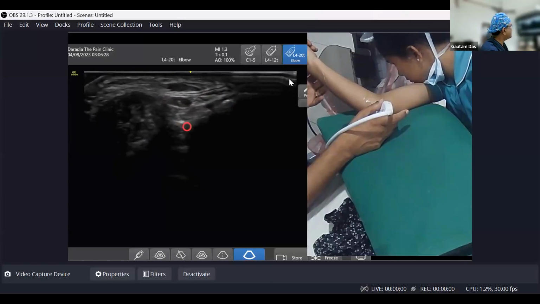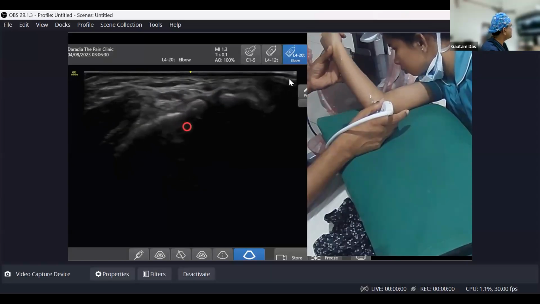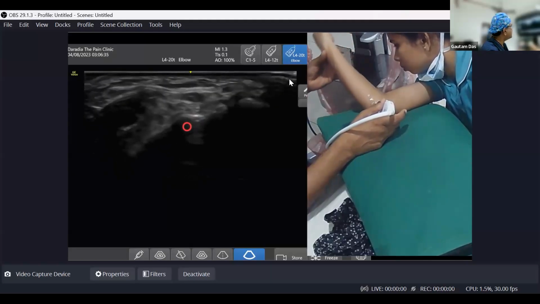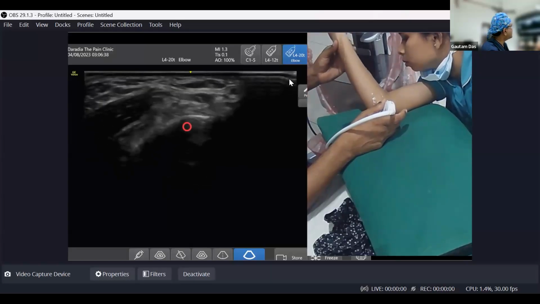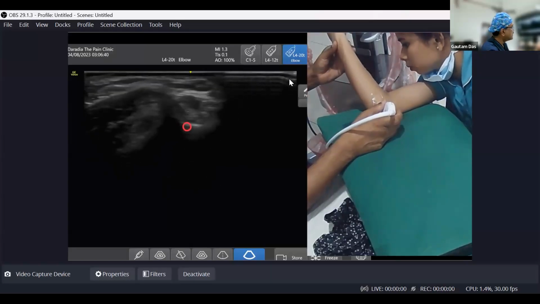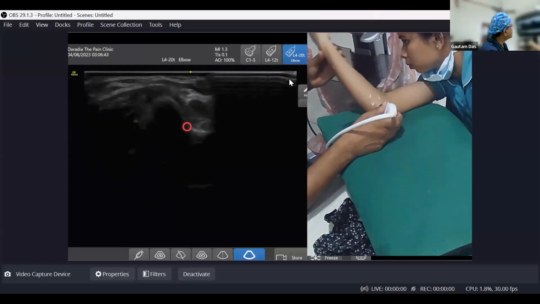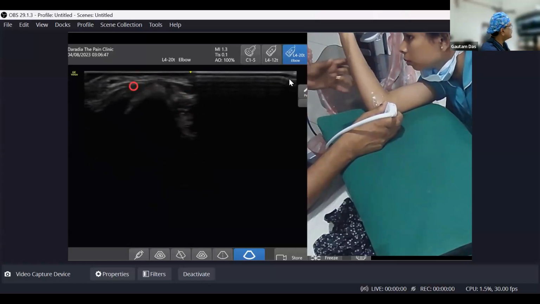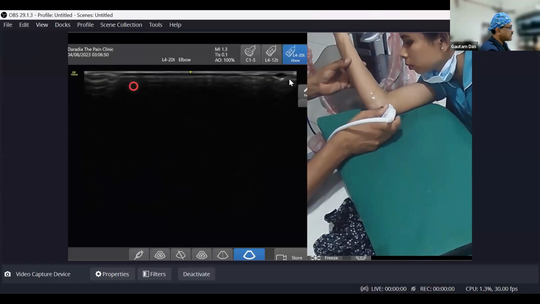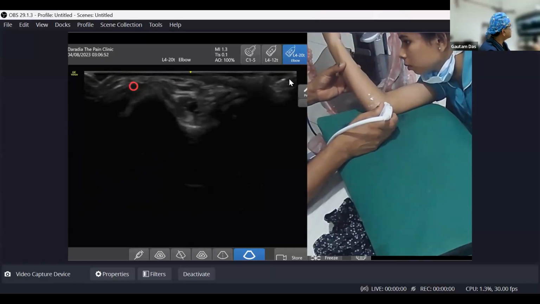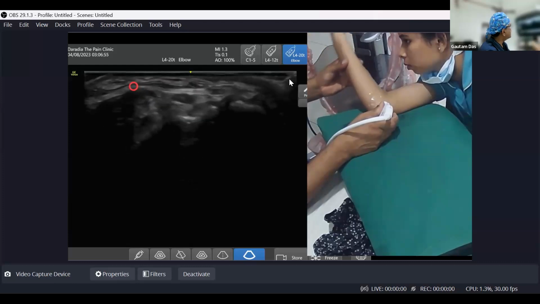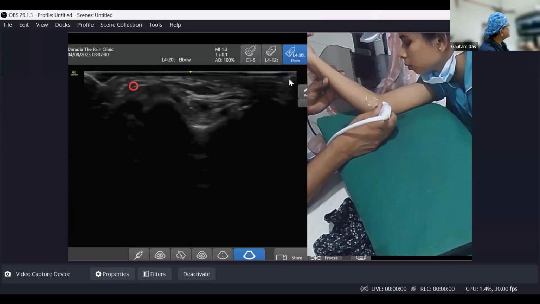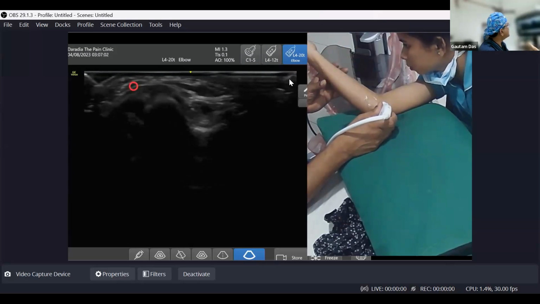So now we should examine this in a dynamic position, which means it should be flexing. I'm keeping it here, flexing and extending. And the ulnar nerve should always be there in the cubital tunnel. It should not be dislocating. If in this position the nerve is coming out, then that means either subluxation or dislocation. So in that position, you can do the flexion extension, and you can see whether it is subluxating or dislocating or not. So this was your Osborn's ligament, very nicely seen.